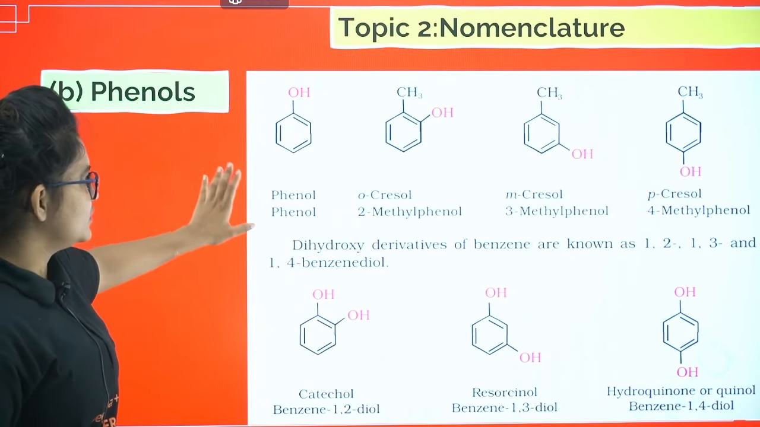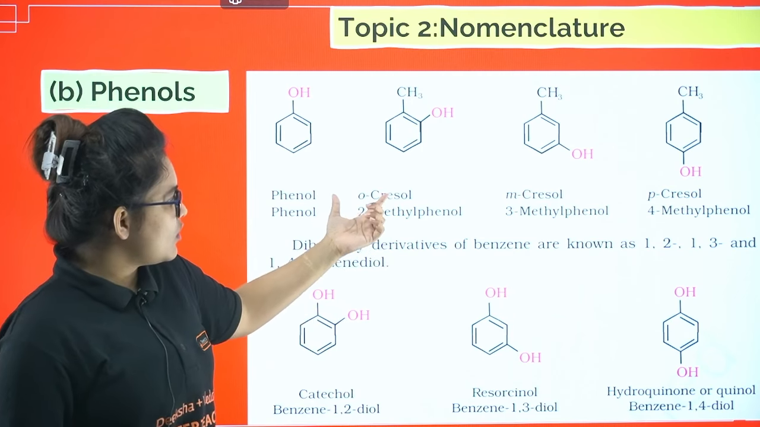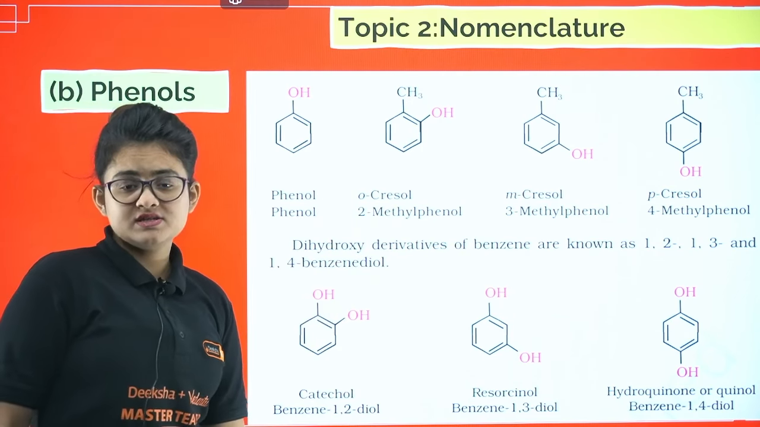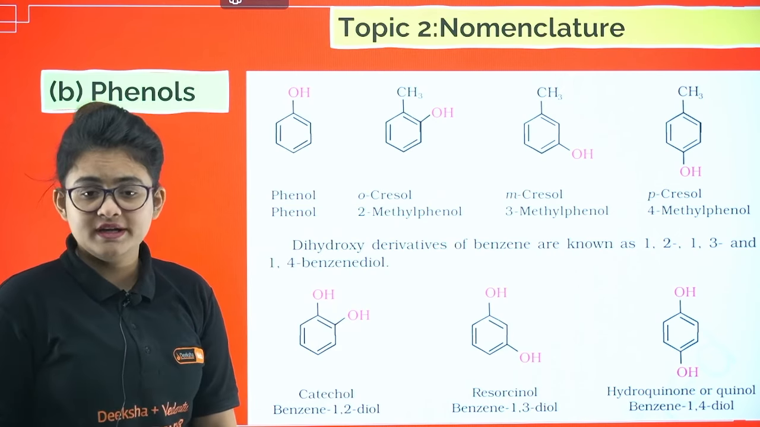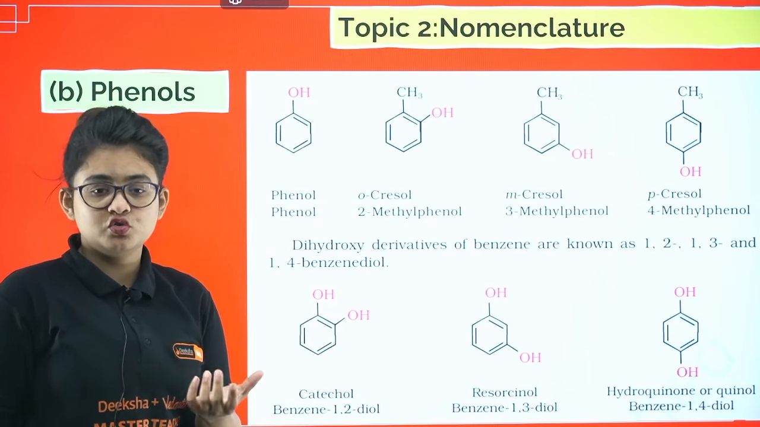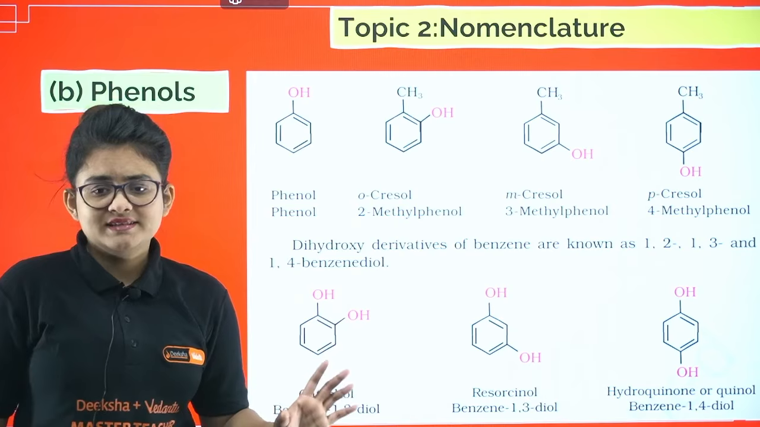Here you can see the nomenclature for phenols. This is orthocresol, metacresol, paracresol, that you remember. If toluene is containing OH, then you can call it cresol. And with respect to the position of the OH group, if they are ortho with respect to each other, then it is orthocresol, meta, then metacresol. Like that you can name it.